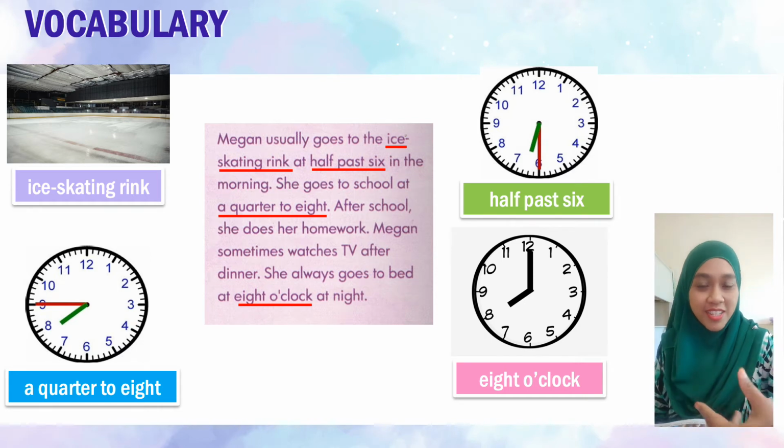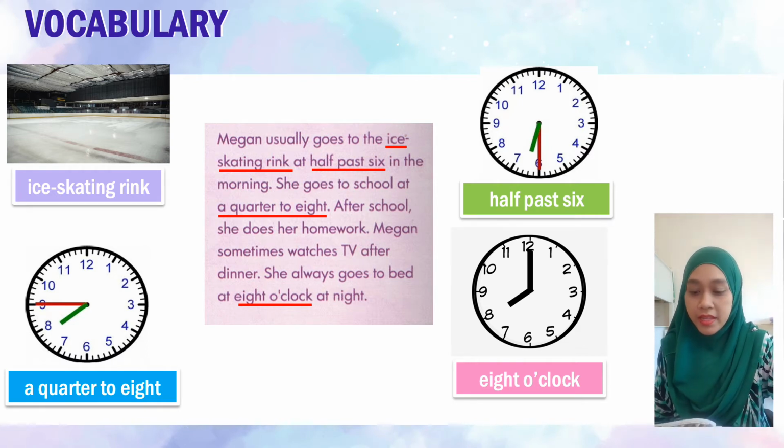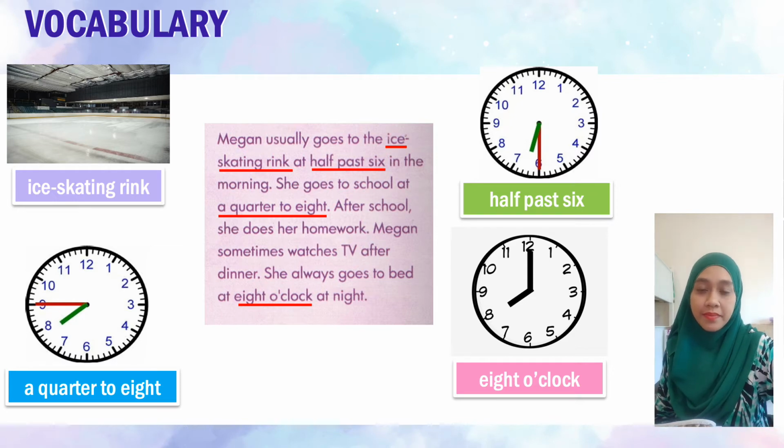Okay, so how did you find the story just now? Is it interesting? Okay, so now let's look at the vocabulary. The first vocabulary is ice skating rink. Ice skating rink means the place where people go ice skate.